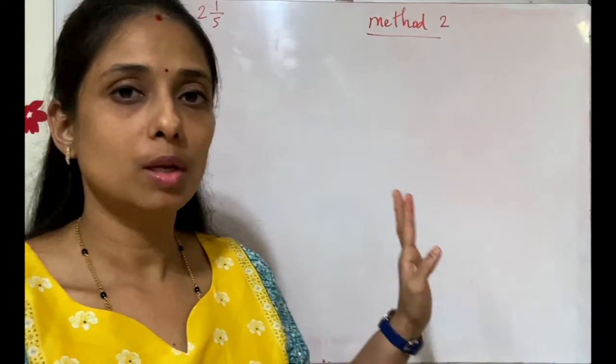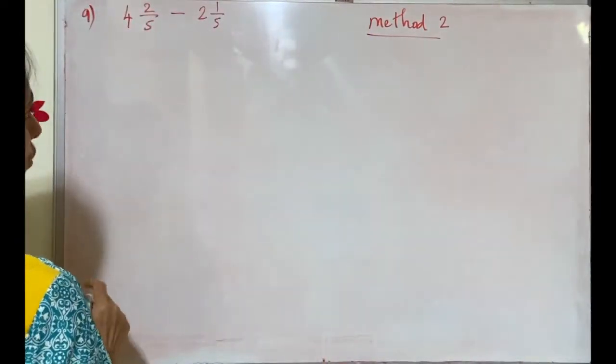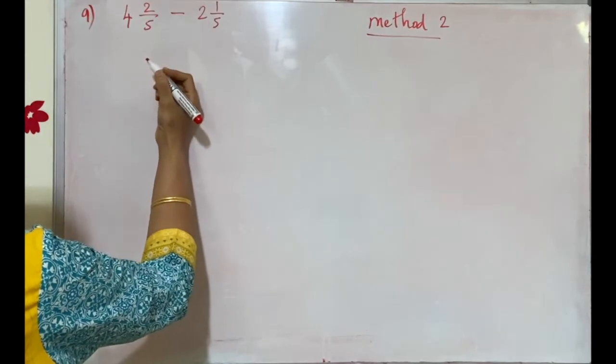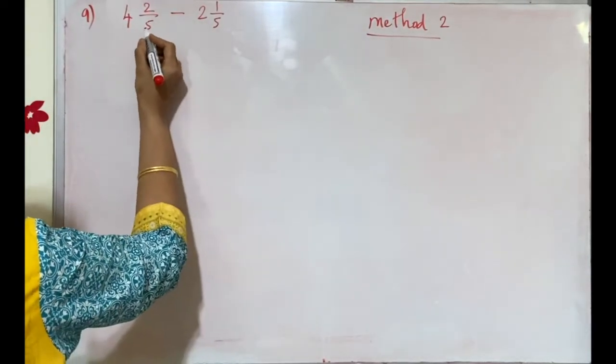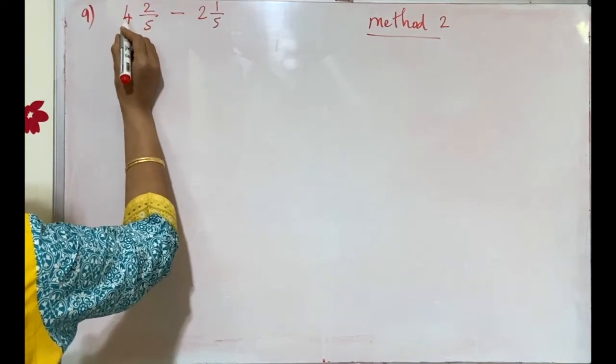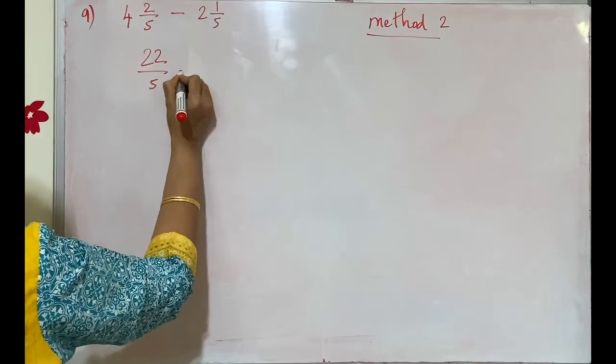I'm going to do only method 2. Okay, so now we have 4 2 by 5 minus 2 1 by 5. So what should we do? We should convert this mixed fraction into an improper fraction. So 5 into 4 is 20. 20 plus 2 is 22. So this becomes 22 by 5.